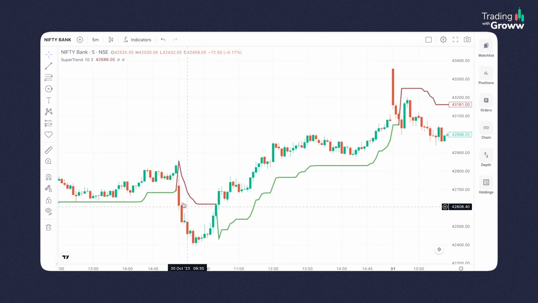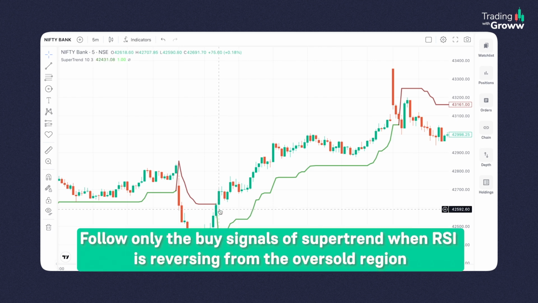So now it is October 30, where we saw that as per the RSI daily chart, after October 27th, RSI moved below 30 and then crossed above 30. So we are entering into buy signals whenever Super Trend gives buy. On October 30, initially it gave a sell signal which we would not have taken, and then we would have taken only the buy trend, and that gave us a very good profit.